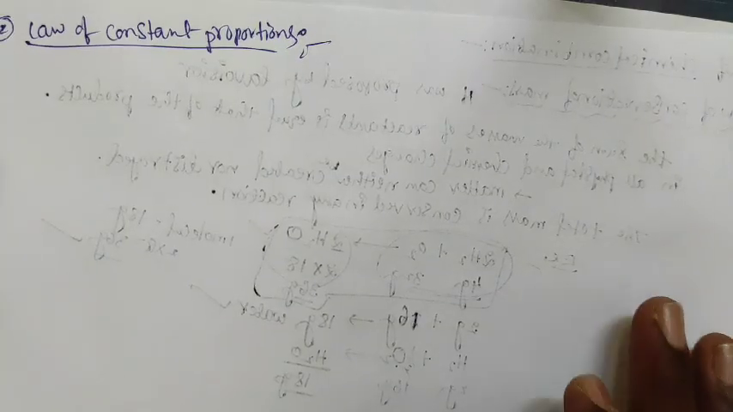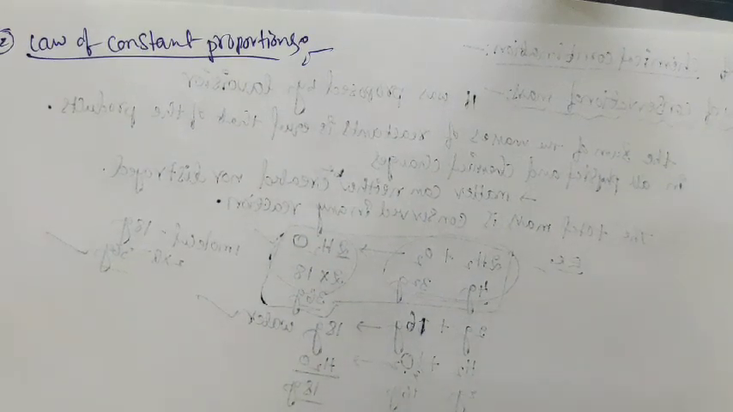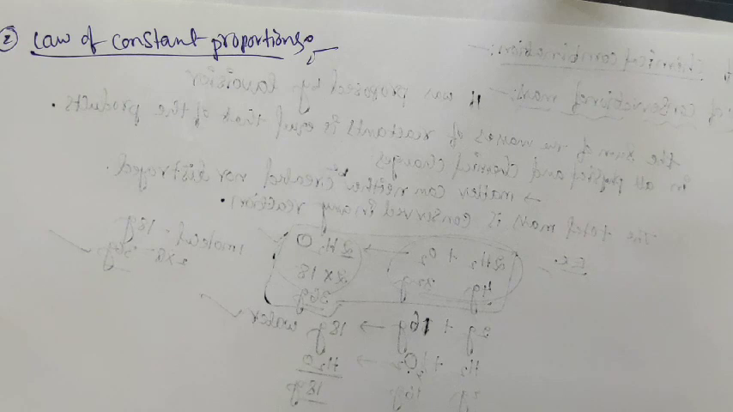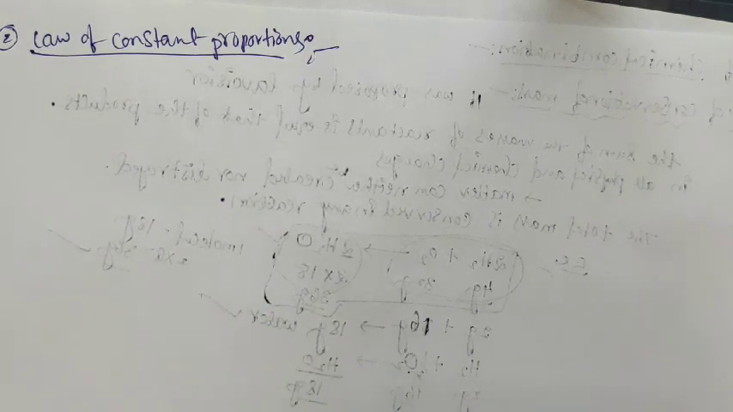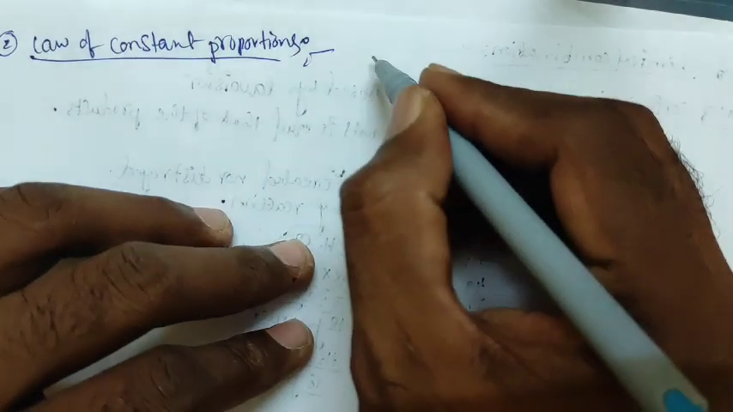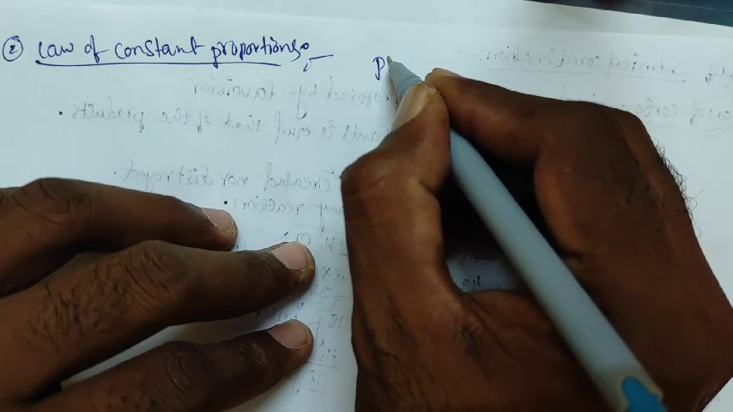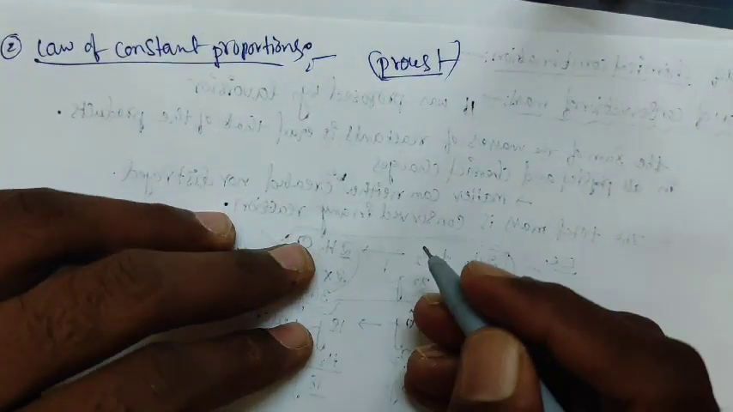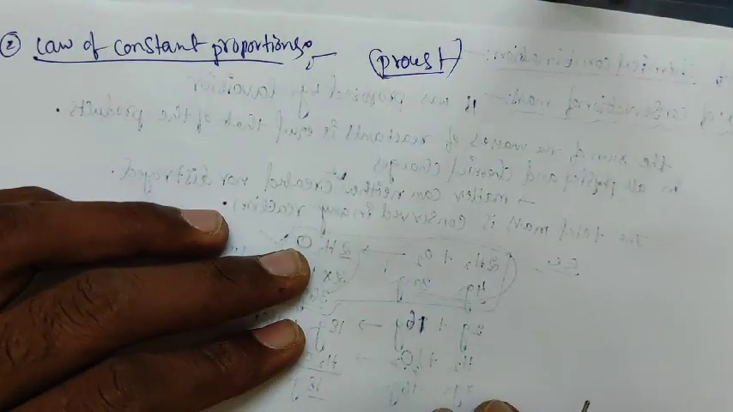The second one is the law of constant proportion. What is the law of constant proportion? This law is also called the law of definite composition or law of fixed proportion. Law of constant or law of fixed, both are the same. This law was given by Joseph Proust, a scientist. It was proposed by Proust.